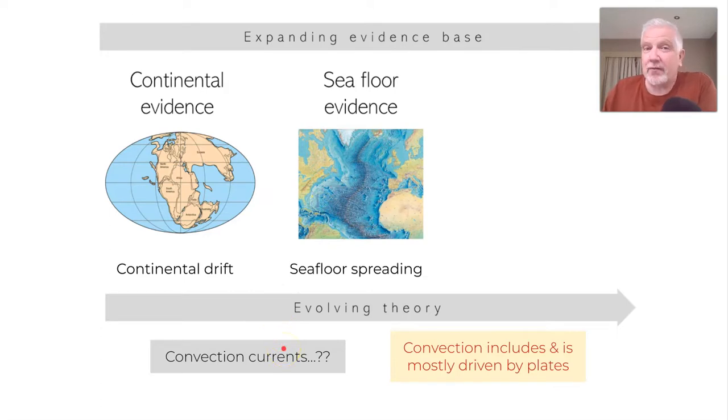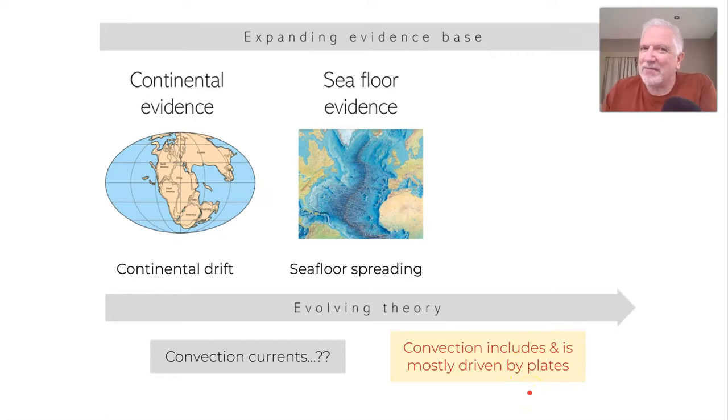But what we discovered in the last video is that already in the late 60s to early 1970s, as plate tectonics theory began to emerge, even by that stage, this model of convection currents driving the plates was being rejected. And the key point moving forward: convection includes the plates and indeed is mostly driven by the plates.